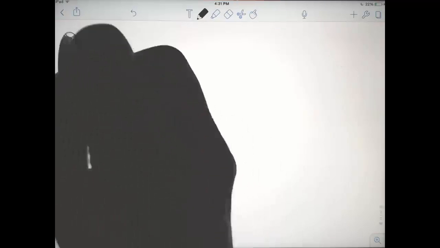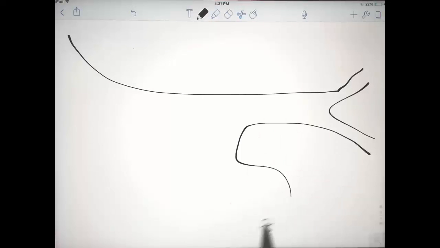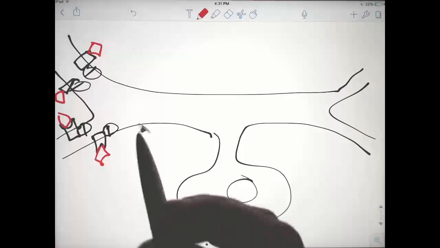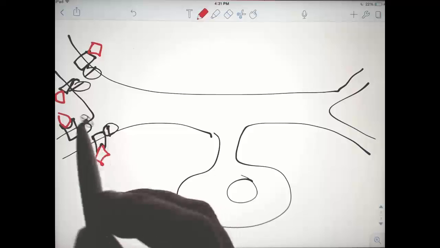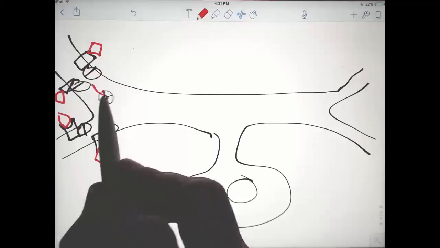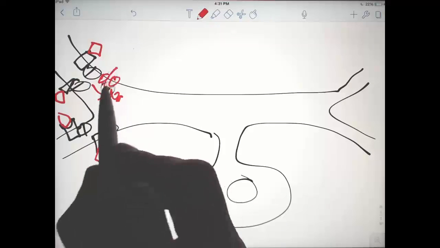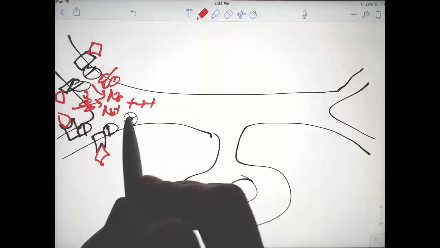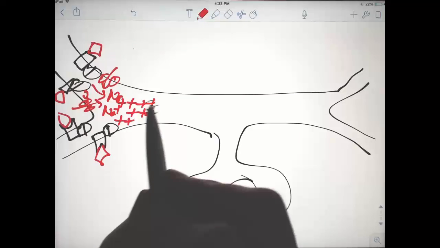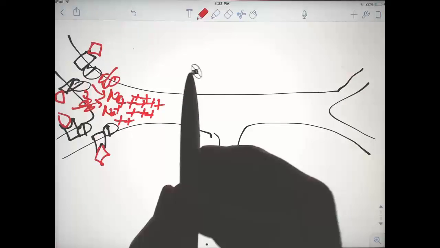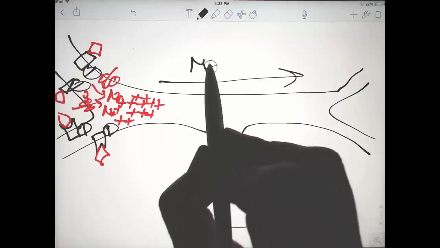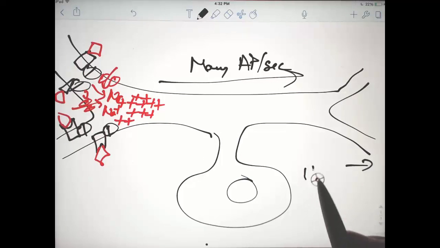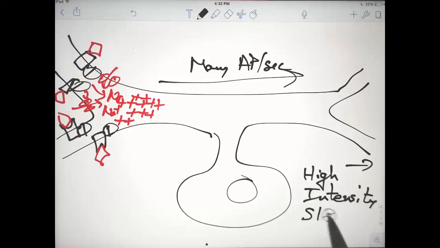In contrast, if we had the same neuron, cell body here, and many of the receptors bound, perhaps all of them, then we'd have a much bigger influx of sodium as all of these are activated. We have a much higher density of charge that persists for longer in the spike initiating region, and the result is many action potentials per second, or decoded as a high intensity stimulus.